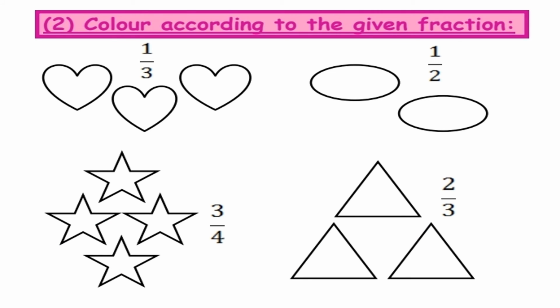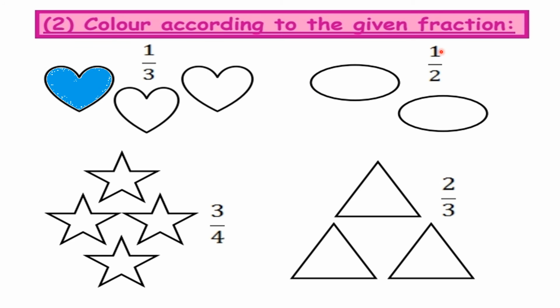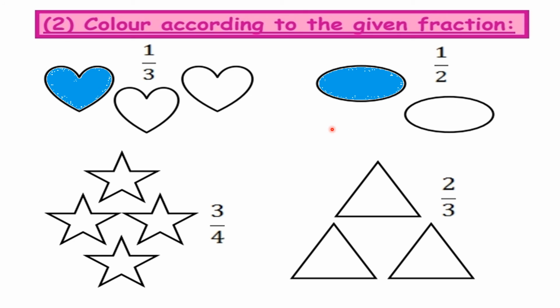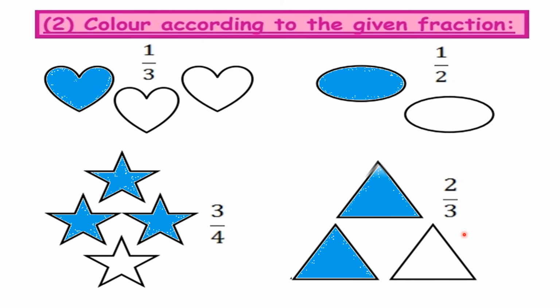Color according to the given fraction. The given fraction here is 1 out of 3, so I color only one heart of the 3 hearts. This is 1 out of 2, so I color only 1 out of 2. I have here a set of 4 stars, and I want to color 3 out of 4, so I will color 3 stars. I have here 3 triangles, and I want to color 2 out of 3, so I will color only 2 triangles.